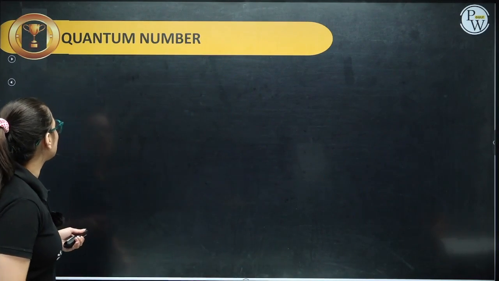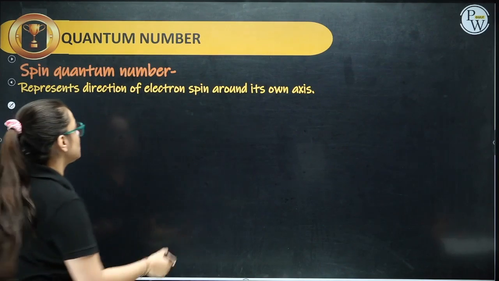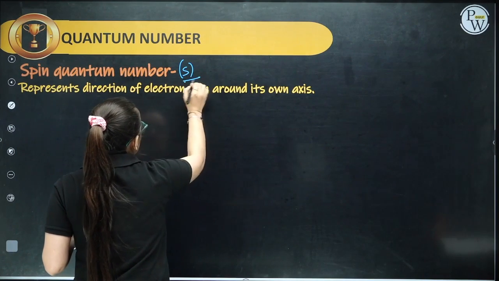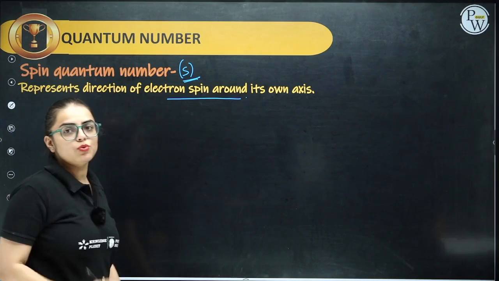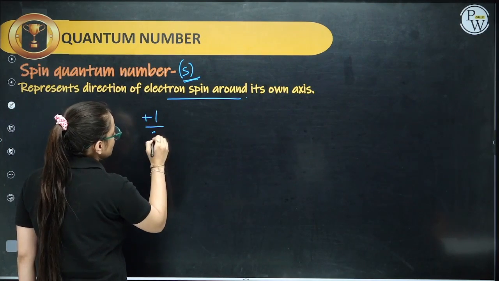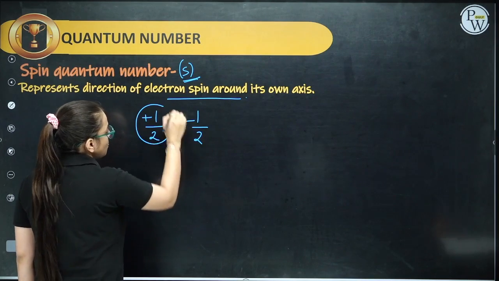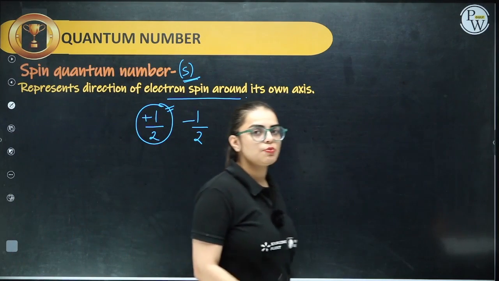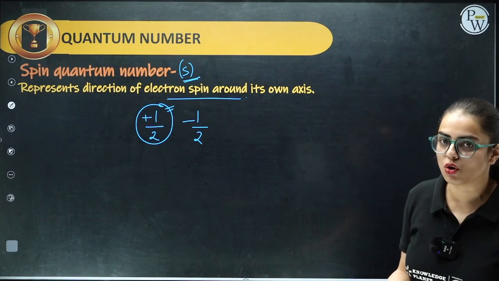Now comes the next part, the spin quantum number, which tells us about the spin, represented by small s. It tells about the spin around its own axis, how the electron revolves. Electron spin can be either plus half or minus half. Plus half represents clockwise spin and minus half represents anti-clockwise spin.